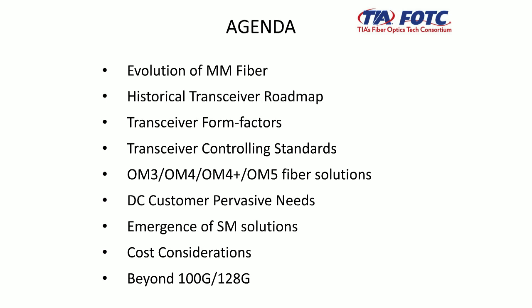We have limitations as the TIA FOTC. We have to talk in terms of relative cost. We really can't. We have to be agnostic in that respect. And you're going to finish up with what's beyond 100G, 128G for Fibre Channel. The talk is really light on Fibre Channel, even though I'm on the committee. It's really the IEEE roadmap and transceivers related to Ethernet. The same roadmap, the same products that we talk about apply for both Fibre Channel and Ethernet.